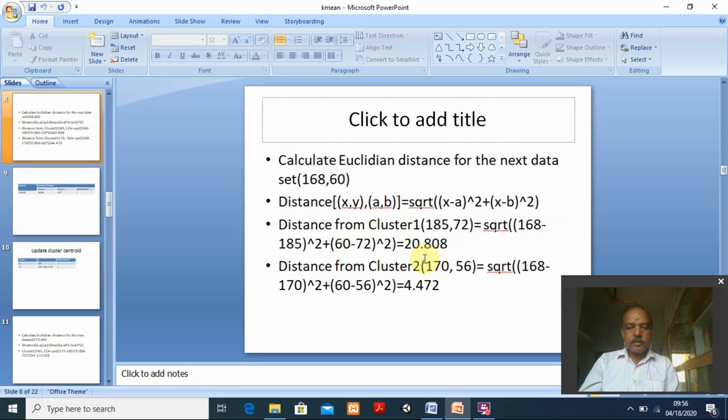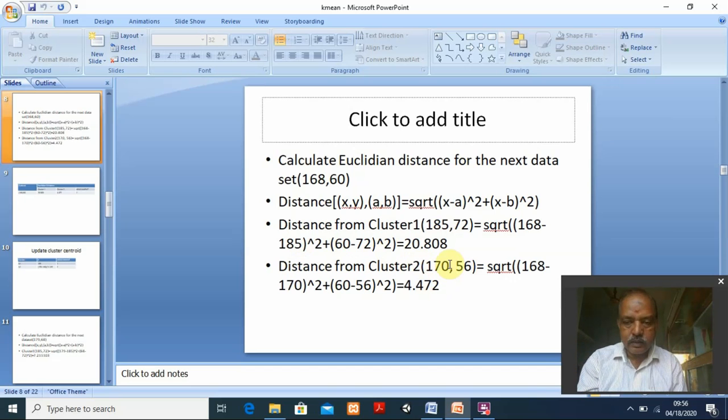So now this is from cluster 1. Now from cluster 2, if you want to calculate, the thing is that I select a point and I have randomly selected two clusters. Cluster 1 is here and cluster 2 is here. Suppose this point is here somewhere. What is the distance of this point to this cluster, and what is the distance of this point to this cluster? So this is the thing we are going to calculate.